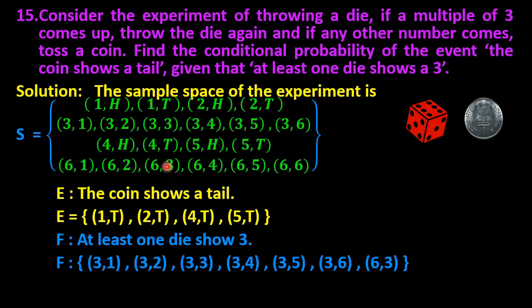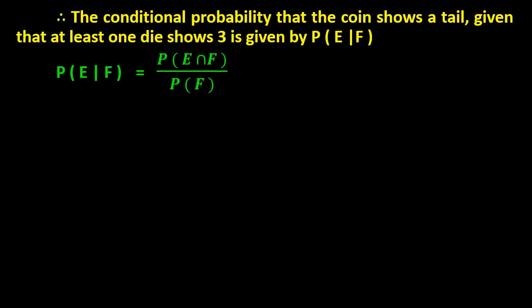Then we need to find E intersection F. If we look at set E and set F, we find none of the elements common. So E intersection F is a null set, which is represented by phi. Then the probability P(E intersection F) equals 0. Then we find the conditional probability that the coin shows a tail given that at least one die shows 3, which is given by P(E|F). So by using this formula and putting in the above values, we get 0 by P(F), which is 0. So this is the answer for question number 15.